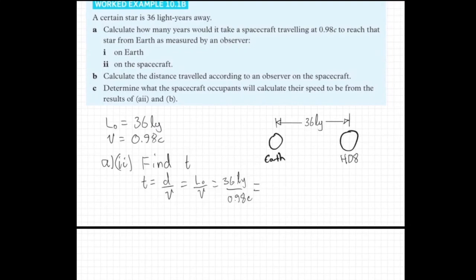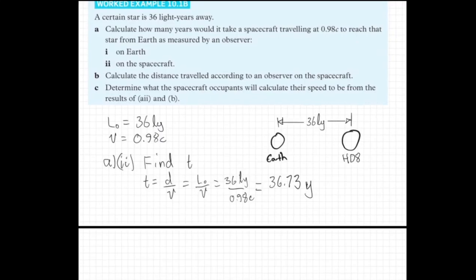This is where the units cancel out nice and neat. Remember that light years is the time, 1 year multiplied by the speed of light. What'd you get? 36.73 years. Sorry, years. So that is the relative time experienced. Is that fine so far? That's how long it would appear to take something traveling at that speed.